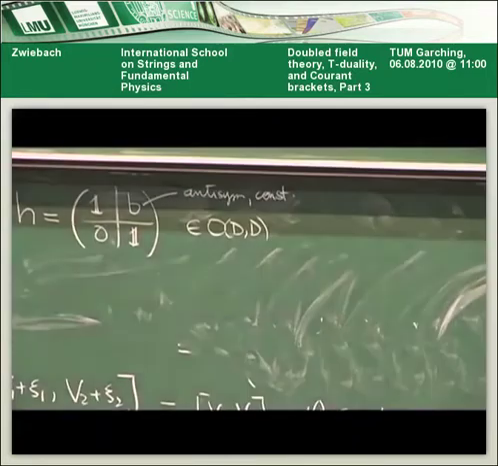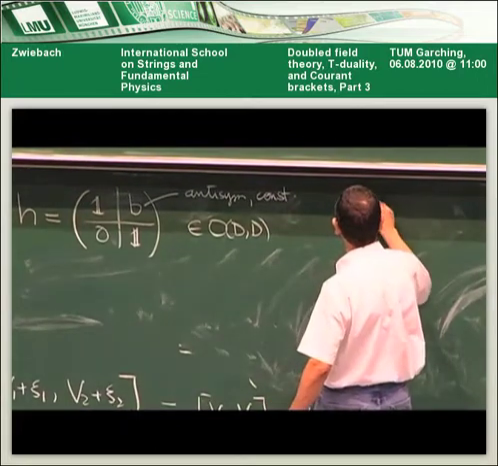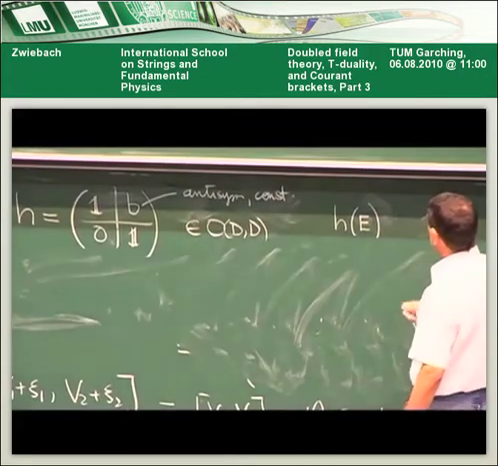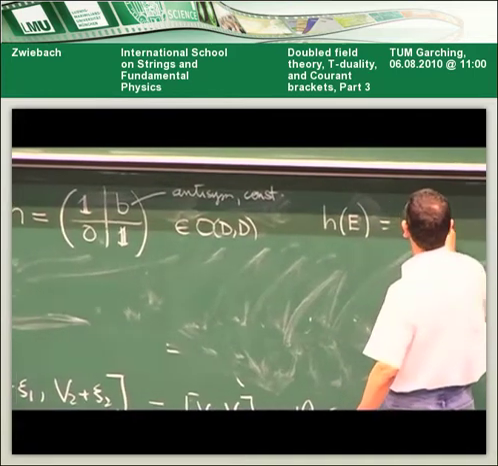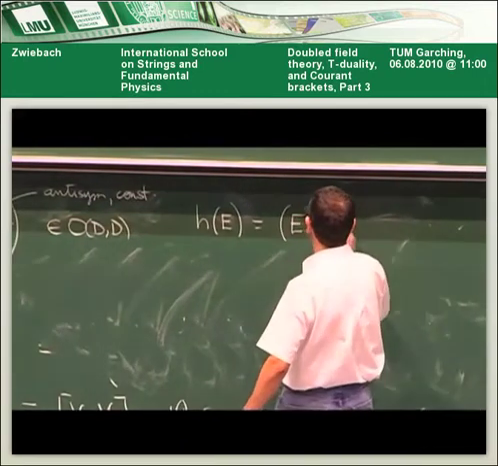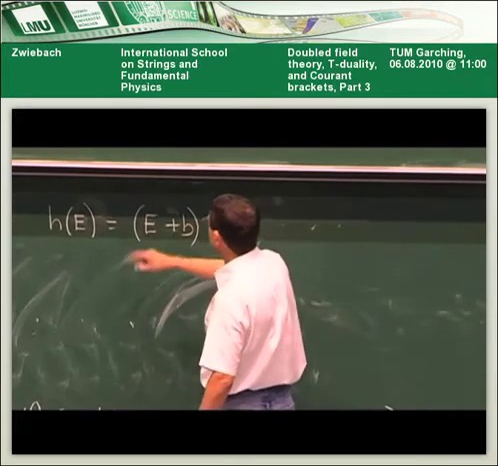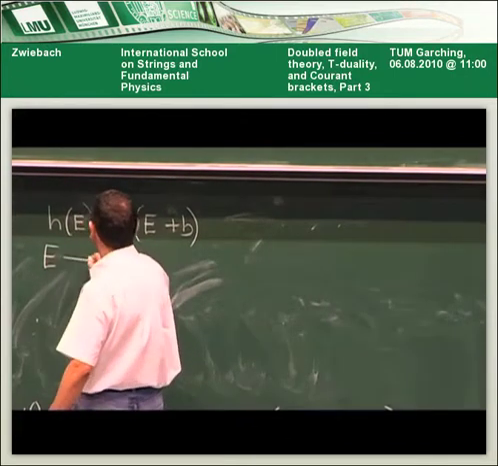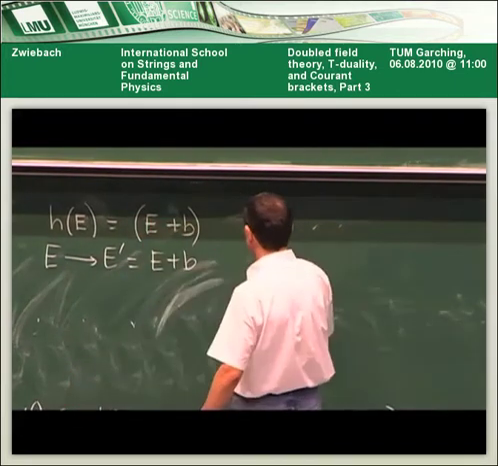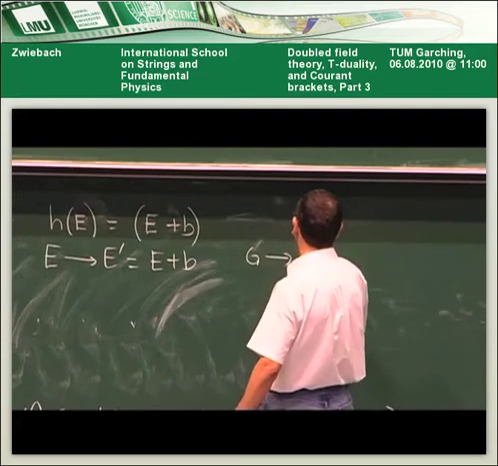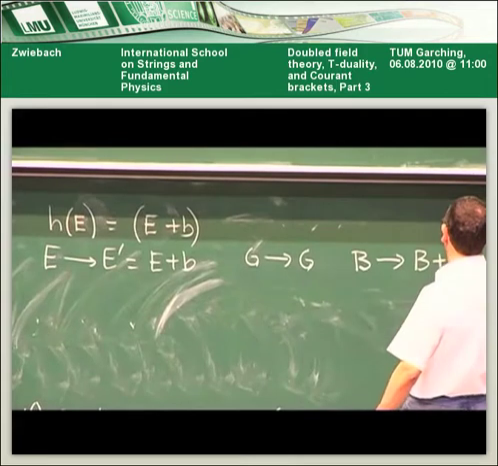So what does it do? Well, if you act with H on an E, what you get is E on 1 plus B, and nothing else. The other matrix is the identity. So actually, this takes E to E prime, which is E plus B, which just means that G has been taken to G, and capital B has been taken to capital B plus little b.